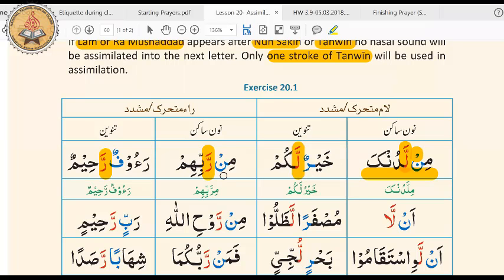Next one. من ربهم. Do that once more for me. من ربهم. Excellent, well done. Just when you join it with the ra, mir rabbi, I need to hear that stressing sound, that joining sound of the meme and the ra. Mir rabbihim. من ربهم. Excellent, well done.